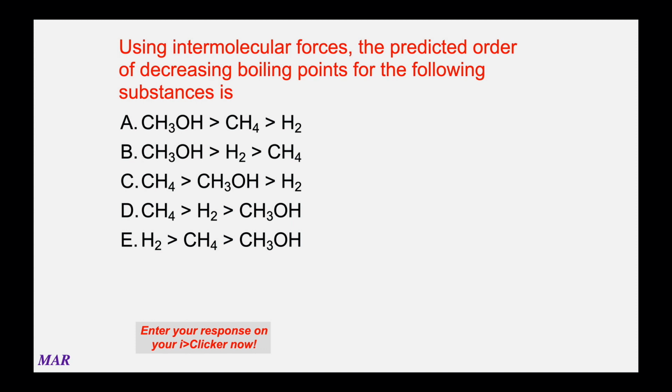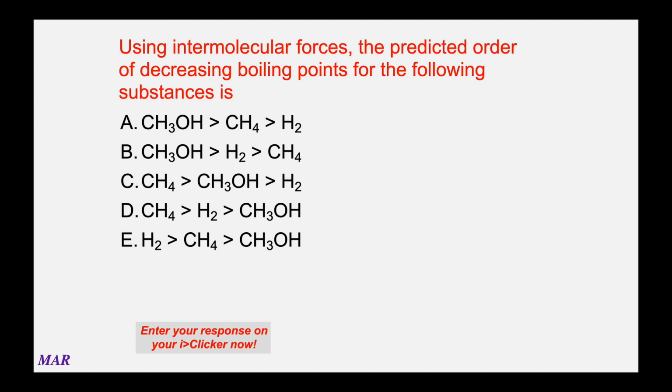We want decreasing boiling points, so that means we want the strongest intermolecular force down to the weakest intermolecular force. Well, methanol, which is CH3OH, has an OH bond, and that is one of the 3 hydrogen bond possible compounds. If you have an OH, an NH, or an FH, those are all hydrogen bonds. So CH3OH should have the highest boiling point of all, so probably that means it's going to go first. I know that because CH4 is nonpolar, H2 is nonpolar, and nonpolar species have induced dipole forces working on them.